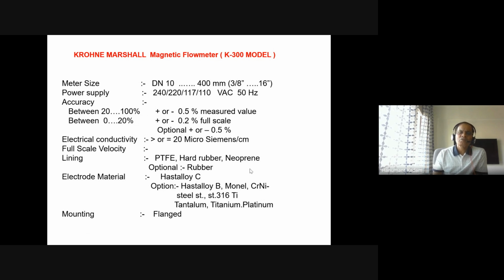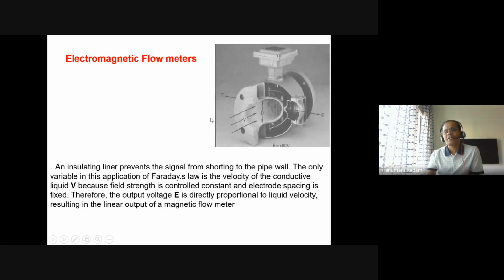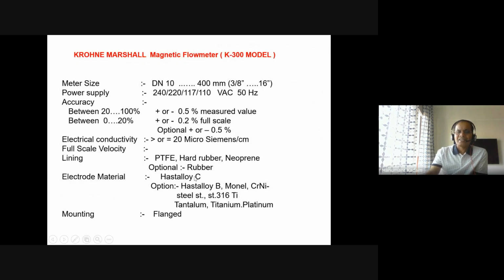And the electrode material is a very special quality steel, that is Hastelloy C. Because as I told, if you see this meter, nothing is in metallic contact except the electrode; a small portion will be in contact with the acid. If the acid flows and this metallic part gets corroded, to avoid the corrosion, this particular steel, Hastelloy C, does not get corroded due to nitric acid or any strong acids. That is why the electrode material is a very costly steel. This is Hastelloy C.